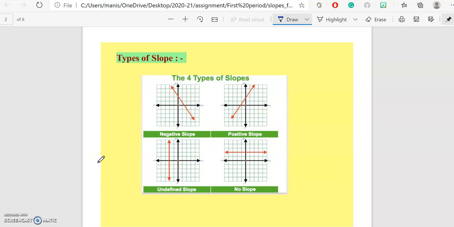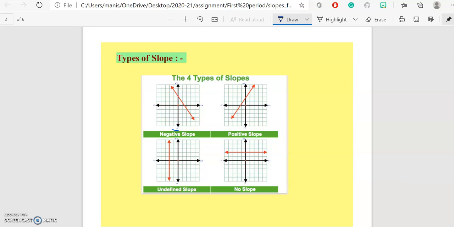There are four types of slope. First is the negative slope. As you can see, a negative slope goes downward from left to right. That's your negative slope. A positive slope is when it goes from left to right, but we are going in an upward direction. That's your positive slope.